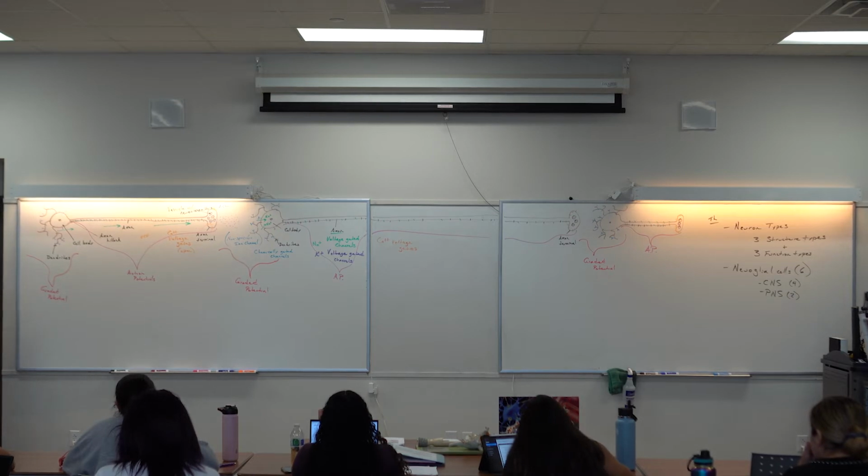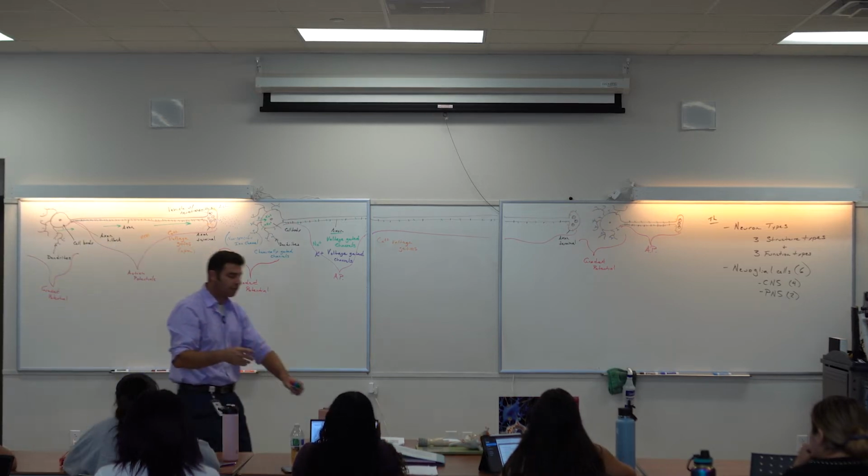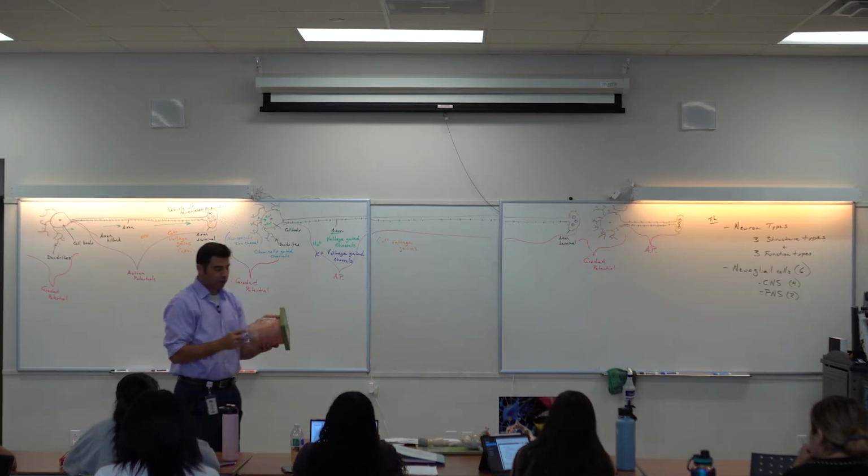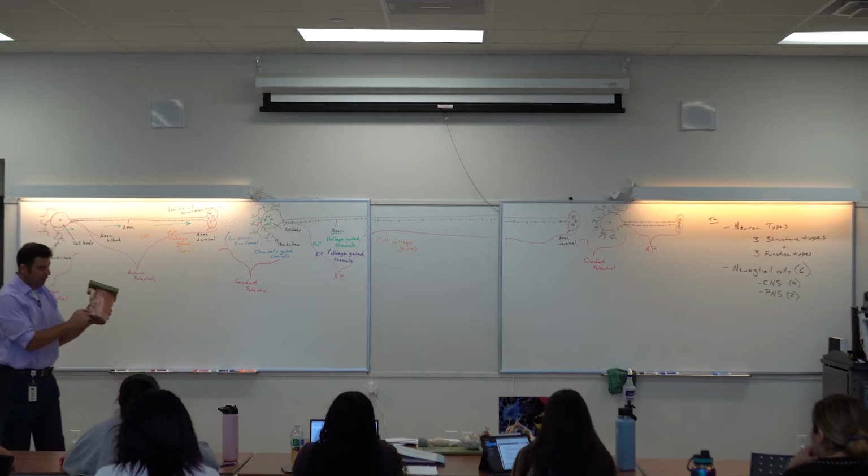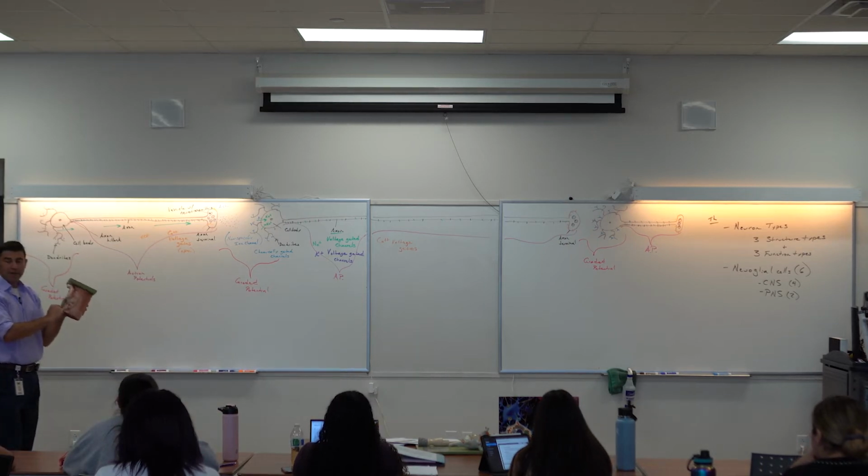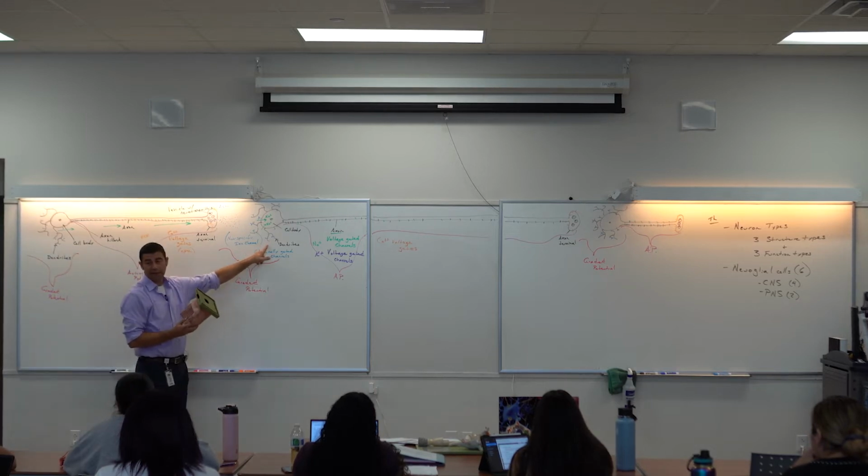Thoughts? What are we thinking about? What happened to the motor end plate? That's a great question. Anytime you hear motor end plate, we're thinking that is a structure on a skeletal muscle. That's the pit on the sarcolemma of the muscle that contains those receptors, that contains these chemically gated channels.